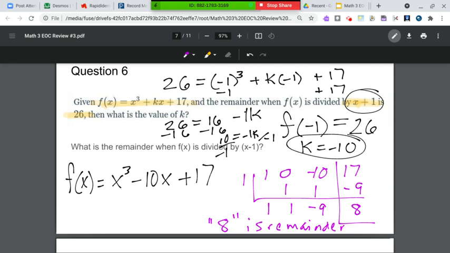Okay? So remember, two-step process. I plugged negative 1 into the function, set it equal to 26 to solve for k, used k, plugged it back into the original function, and did synthetic division to find the remainder when it was divided by x minus 1. Any questions on number 6?